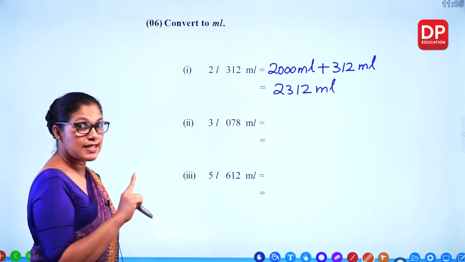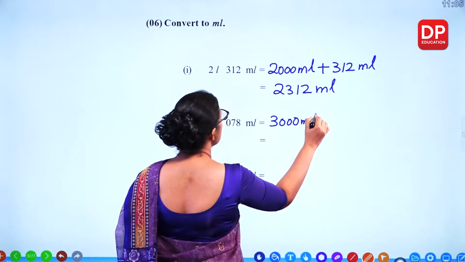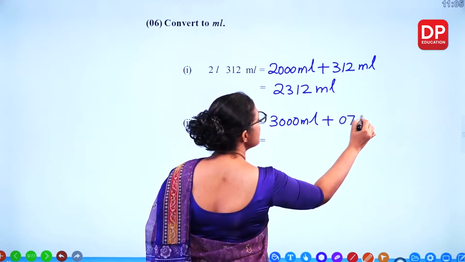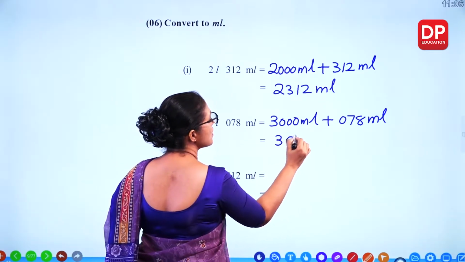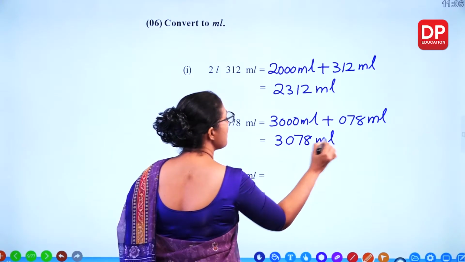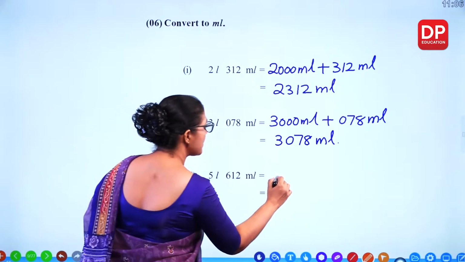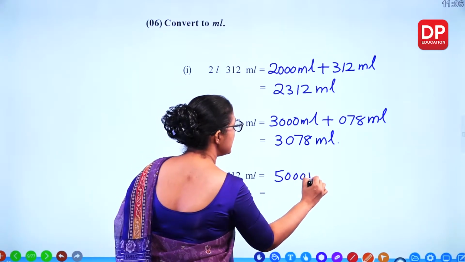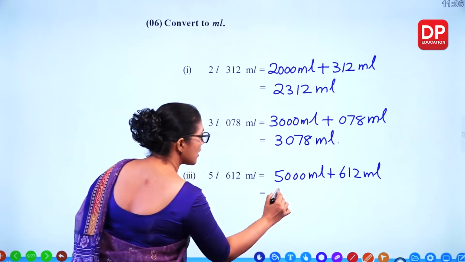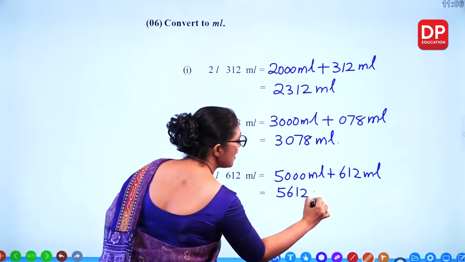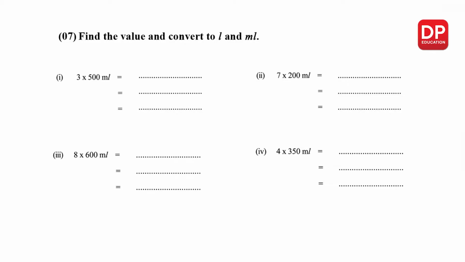This one 3 liters. 3 liters means 3000 milliliters and 78 milliliters are there. Add it together, 3078 milliliters are there. 5 liters convert to milliliters, multiply by 1000, 5000 milliliters and 612 milliliters. Altogether 5612 milliliters are there. Find the value and convert to liters and milliliters.